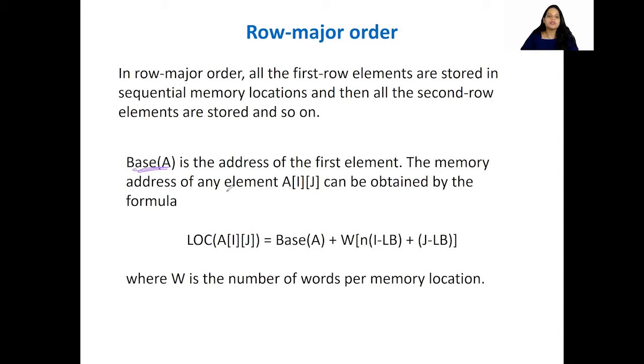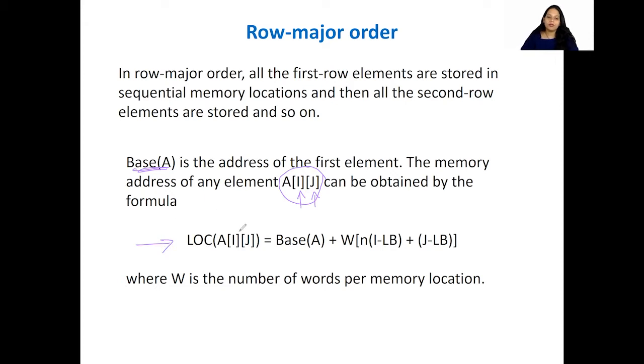The memory address of any element. Suppose we want to find out the address of any element, A of i comma j. i can be any row, j can be any column. How can we find out? Now it is easy. We can find out, and for that we use this particular formula. And what is that formula?